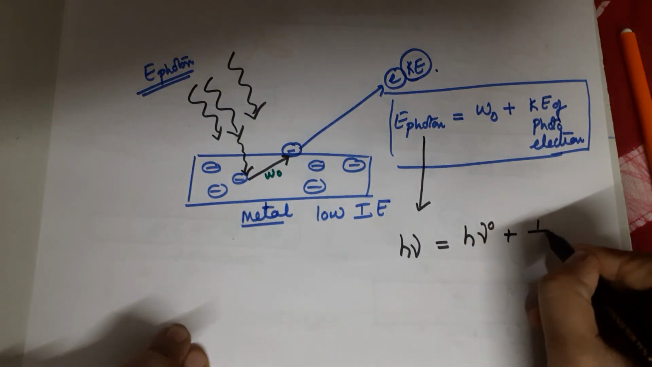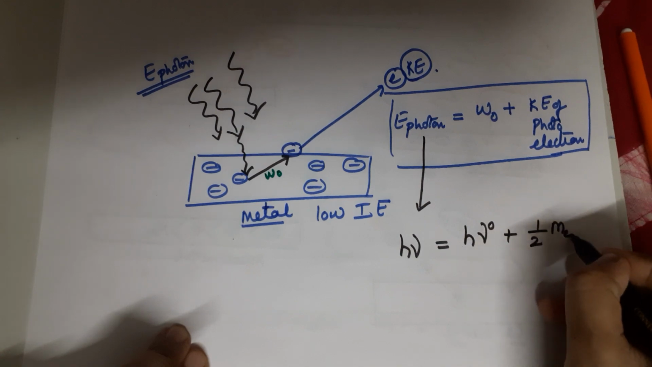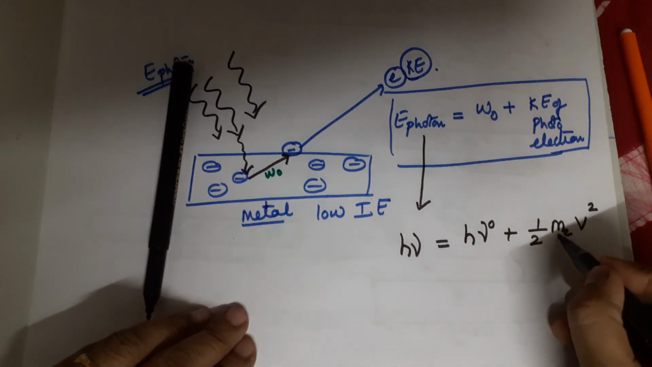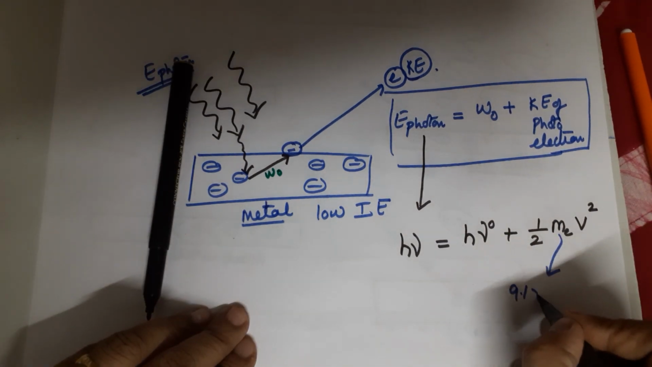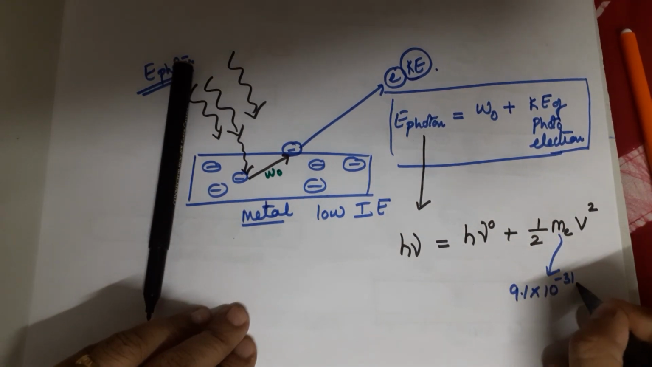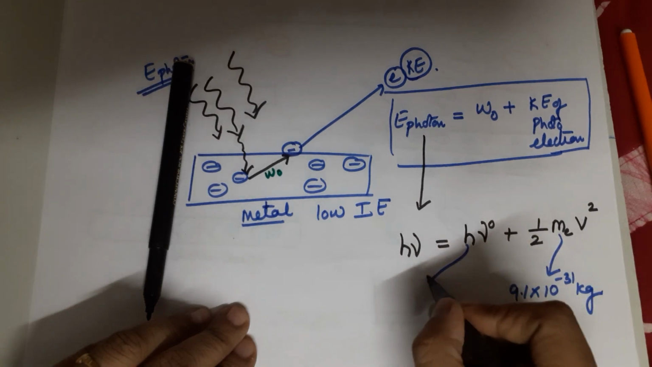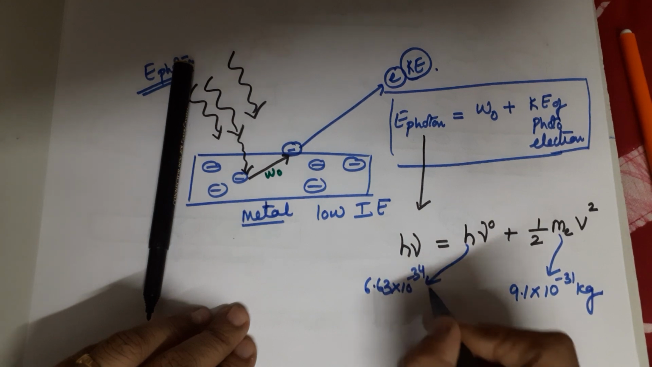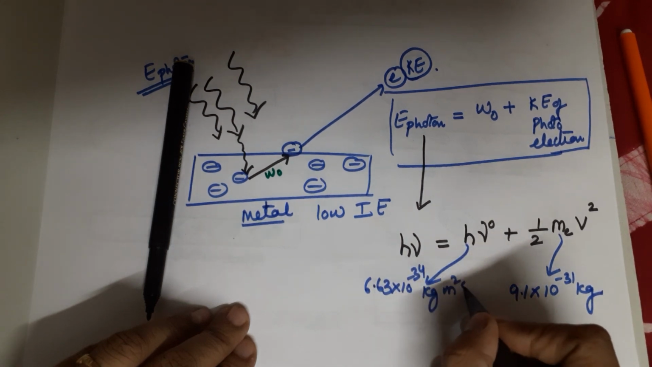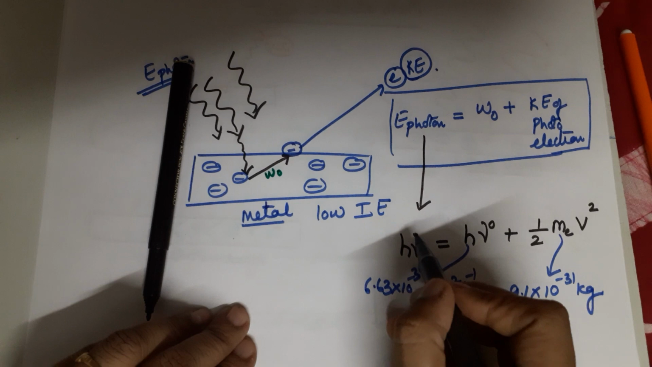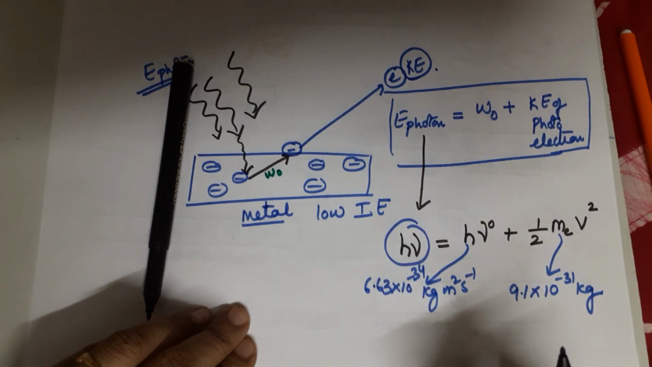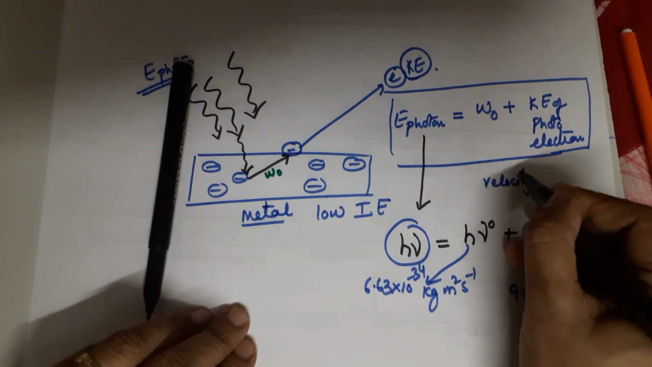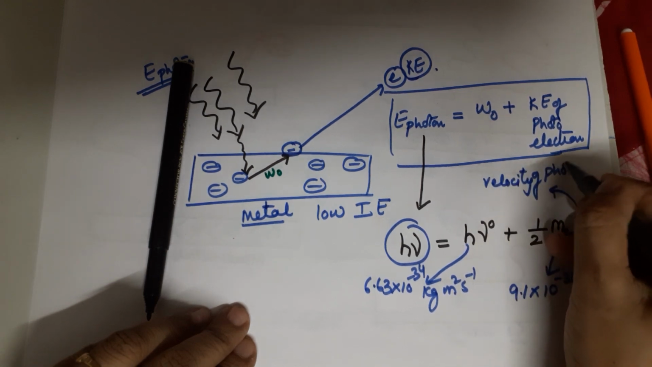How did we calculate kinetic energy? Half mass of electron, velocity of electron squared. Fine. Out of this, the mass of the electron you already know, 9.1 times 10 to the power minus 31 kg. The value of h is 6.63 times 10 to the power minus 34 kg meter square second inverse. The energy of the photon would be provided maybe. v stands for the velocity of the photoelectron.